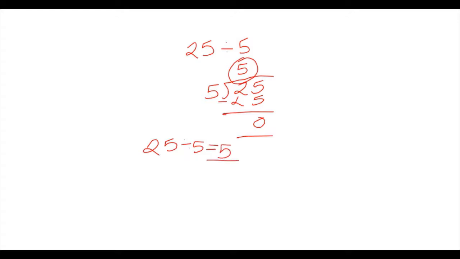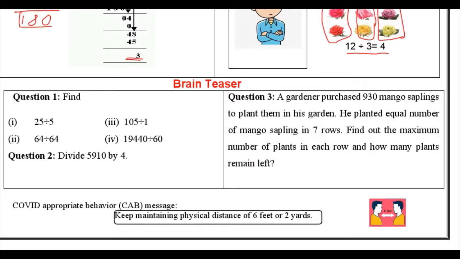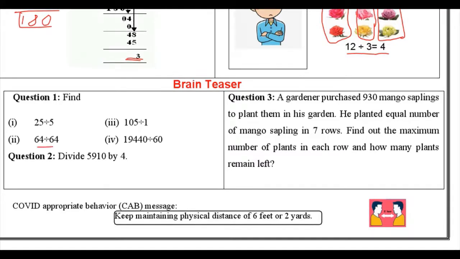Okay. So now we will solve the next question here. Let's see which is the next one. So first one is this, second one you see is 64 divided by 64. Now actually you don't need to do anything here. Why? Because I told you that if you divide a number by itself, you will get 1 as the answer. That means the answer of this part is 1. Okay.